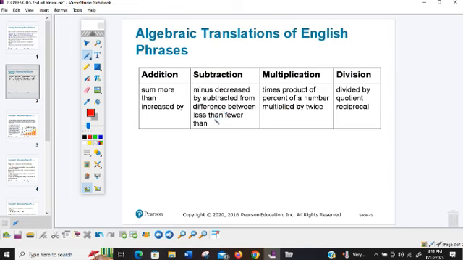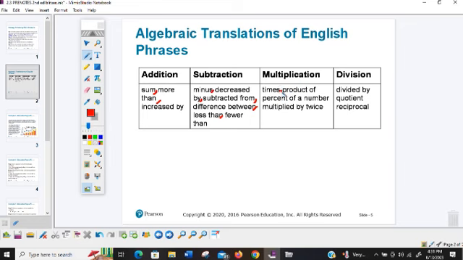Now these are some algebraic translations of English phrases. When they say some or more than, or increased by, all of those things mean addition. So when you see those, you know you're adding. On this one, when they say minus, decreased by, subtracted from, the difference between, less than or fewer than, all of those things mean subtraction.